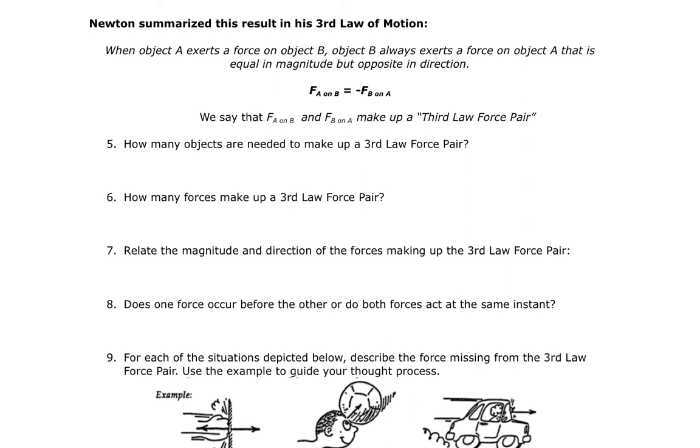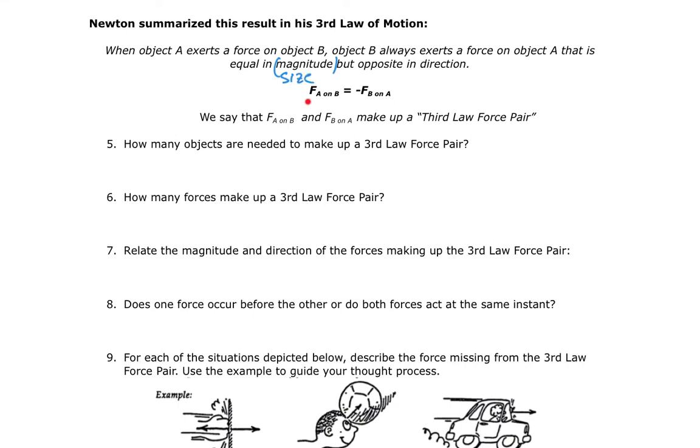So let's summarize what we saw here with our little experiment. And Newton summarized his law pretty much this way. You might have heard it differently in middle school, but I like to say it this way because I think it's very clear, okay? So when object A exerts a force on object B, B always exerts a force on object A that is equal in magnitude but opposite in direction. Magnitude just means size. So we can put magnitude is the same as size, okay?